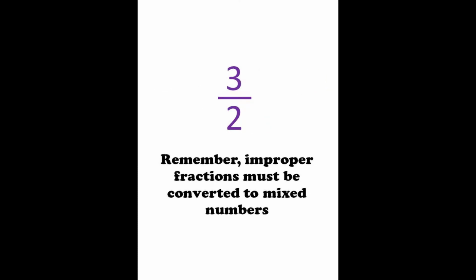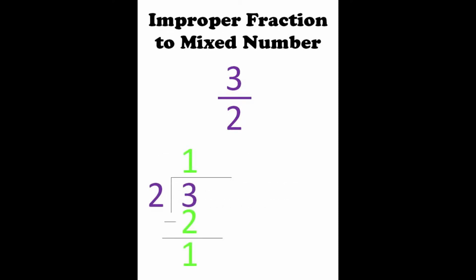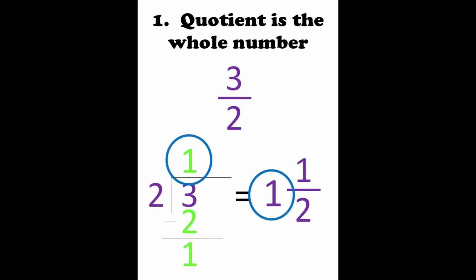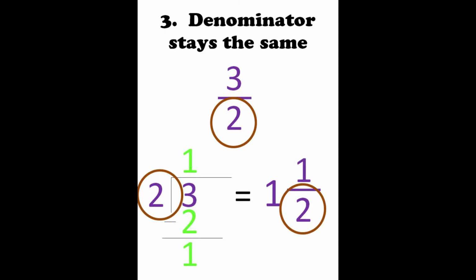If you need 3/2 of a cup, you need to convert that into a mixed number. 3/2, if you divide the 2 into 3, it goes in 1 time with a remainder of 1. So if you convert that to a mixed number, you get 1 1/2. The answer is the whole number, the remainder is the numerator, and the denominator stays the same.